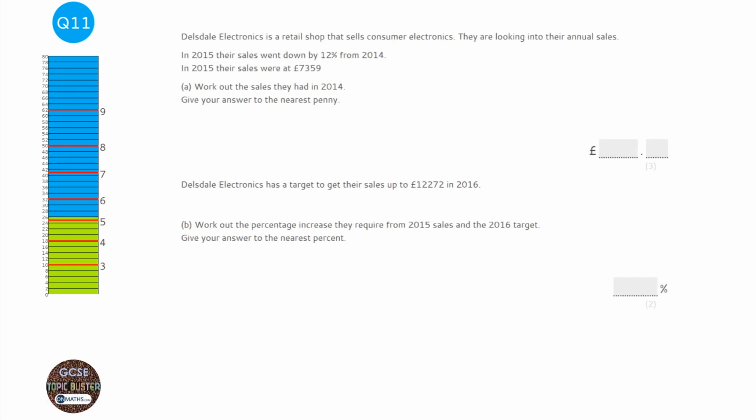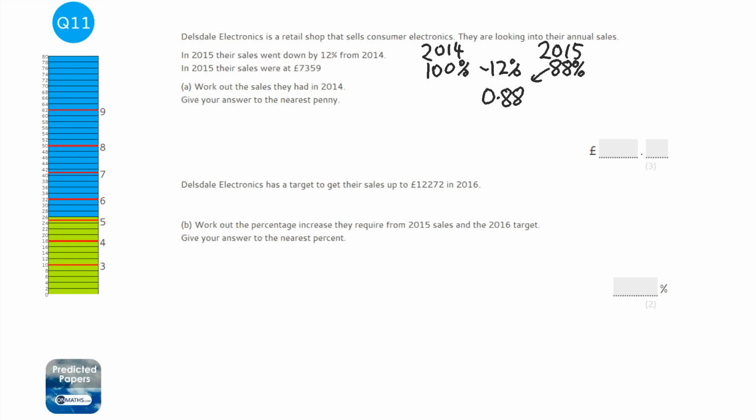Okay, so question A is about reverse percentages. In 2014 and 2015, well, let's have a look. The sales went down between the two. So if we start off with 100% and they went down 12%, what are we left with? Well, we're left with 88%. Now, as a multiplier, and this is the best way of doing this, 88% divided by 100, make it a decimal, is 0.88. Now that number, 0.88, is what we times the 2014 sales by to get 2015.